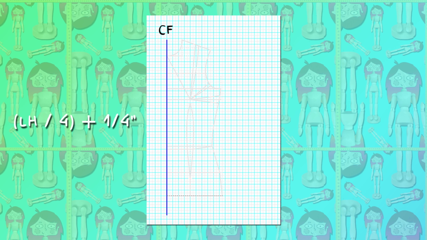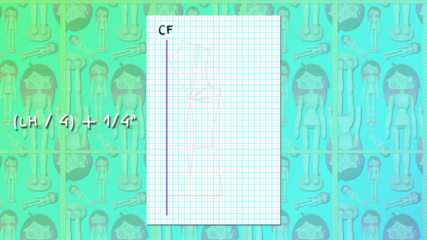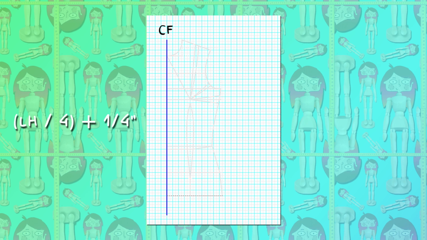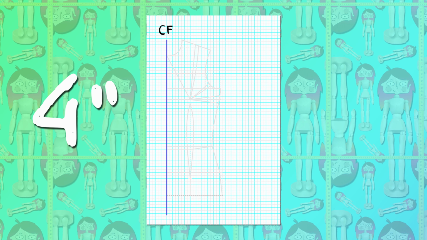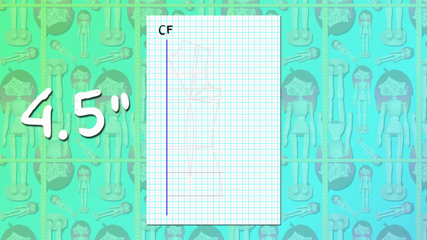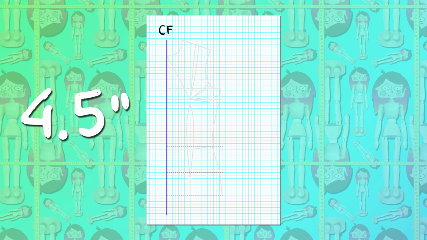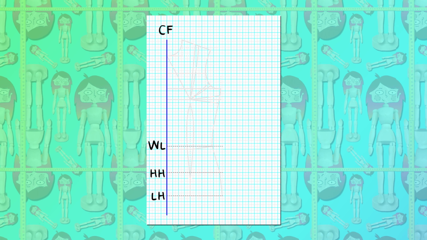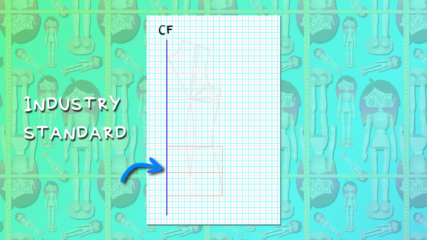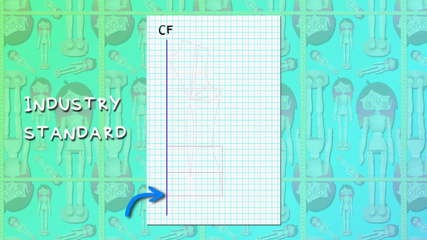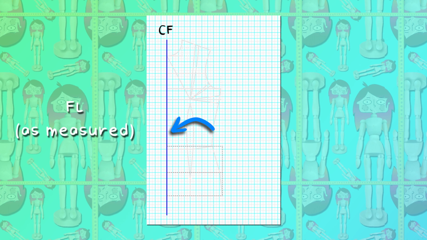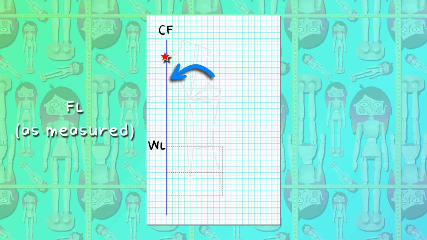Take your calculated lower hip measurement for the front and square one perpendicular line at the bottom of the paper. 4 inches above that, another line with the same measurement, and 4.5 inches above that, a third line with the same measurement. These are your low hip, high hip, and waistline. Close that square. Remember that the distances between these lines are industry standards and they can vary as we discussed in the previous video. From the waistline, measure and mark the front length upwards.